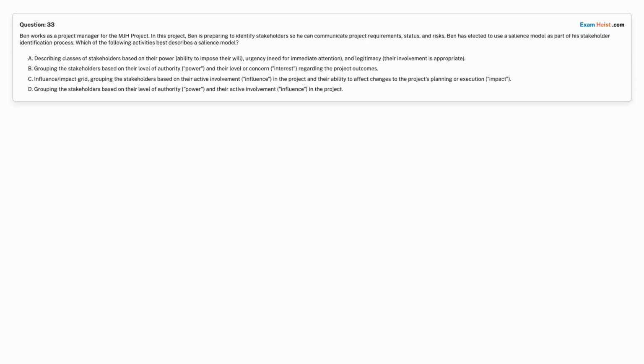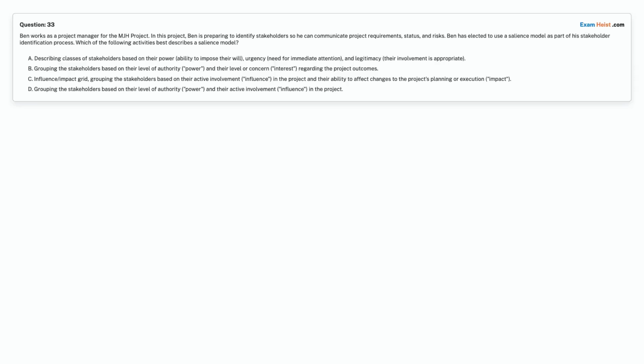Question 33. Ben works as a project manager for the MJH project. In this project, Ben is preparing to identify stakeholders so he can communicate project requirements, status, and risks. Ben has elected to use a salience model as part of his stakeholder identification process. Which of the following activities best describes a salience model? Option A. Describing classes of stakeholders based on their power, ability to impose their will, urgency, need for immediate attention, and legitimacy. Their involvement is appropriate.